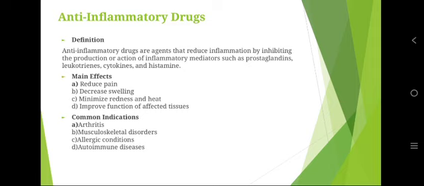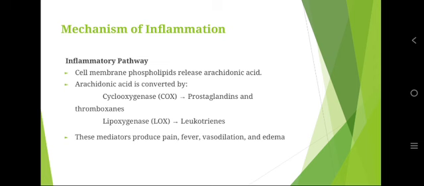Common indications of anti-inflammatory drugs are musculoskeletal disorders, allergic conditions, autoimmune disease, asthma, muscle pain, fever, etc. And now we move on to the mechanism of inflammation. This is the inflammatory pathway. First of all, the inflammatory pathway is divided into two main pathways, which are the COX pathway and the LOX pathway.